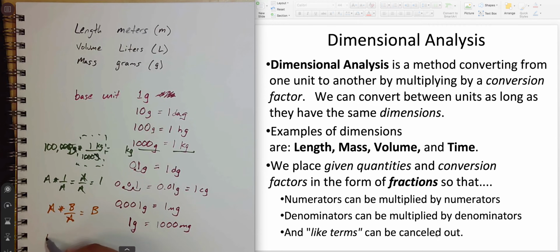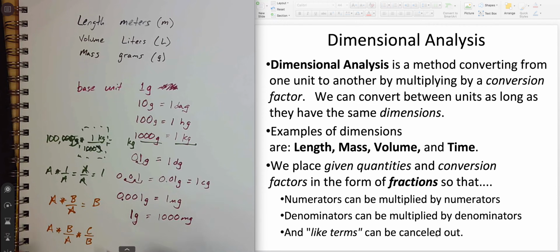What if I did something like A times B divided by A times C divided by B? These are the same things as using units. What if this was grams, grams, kilograms, kilograms, and the final thing was something else? Well, A are going to cross cancel, B are going to cross cancel, and we're going to end up with something else. That's the whole like terms can be canceled out. The like terms, these are units. It's pretty cool.